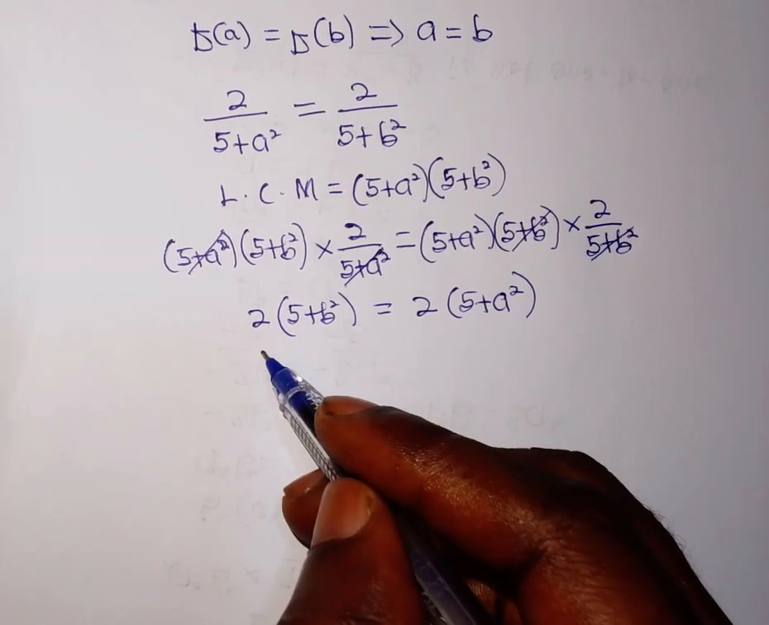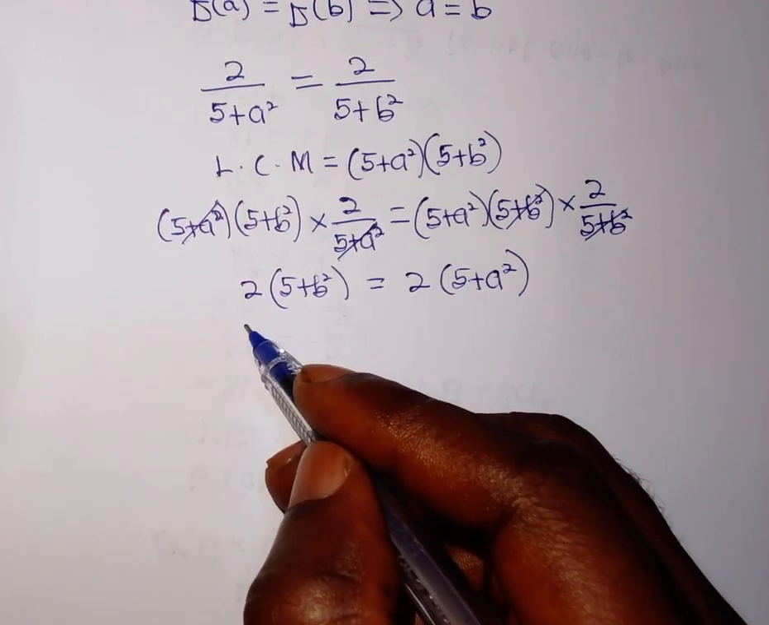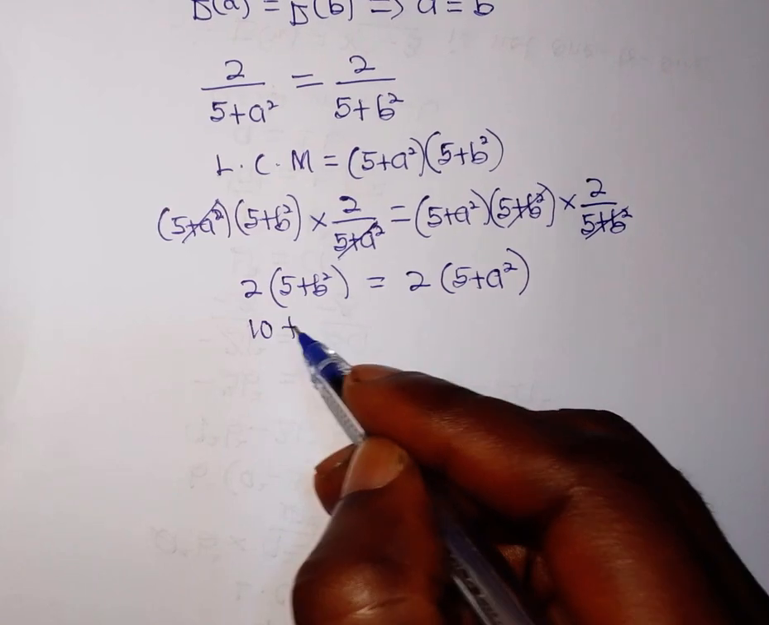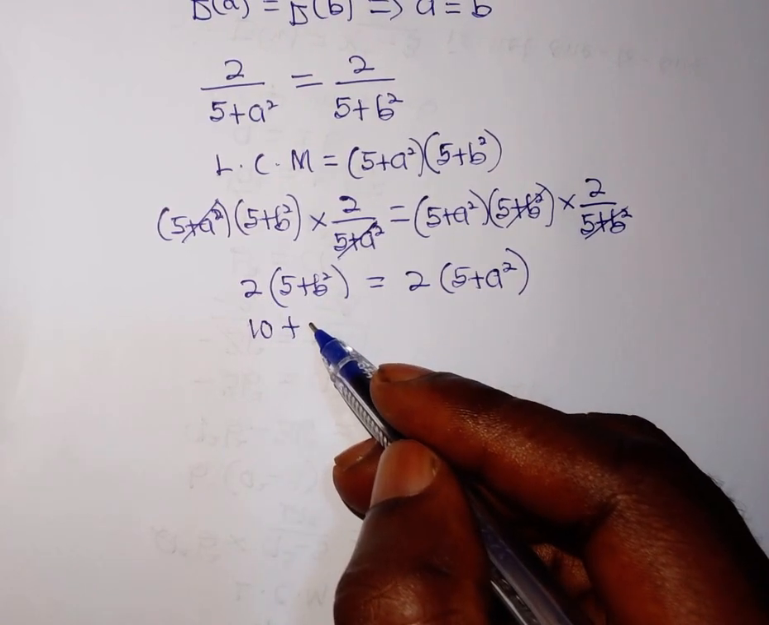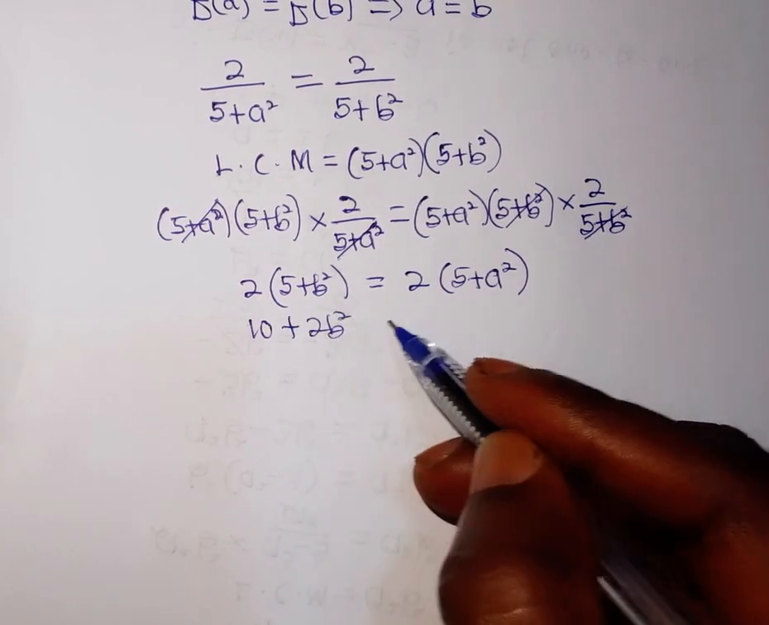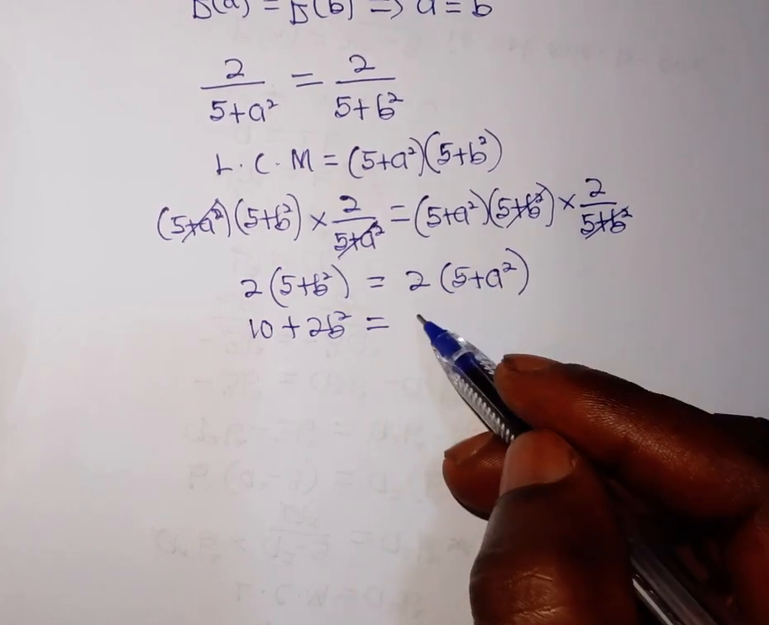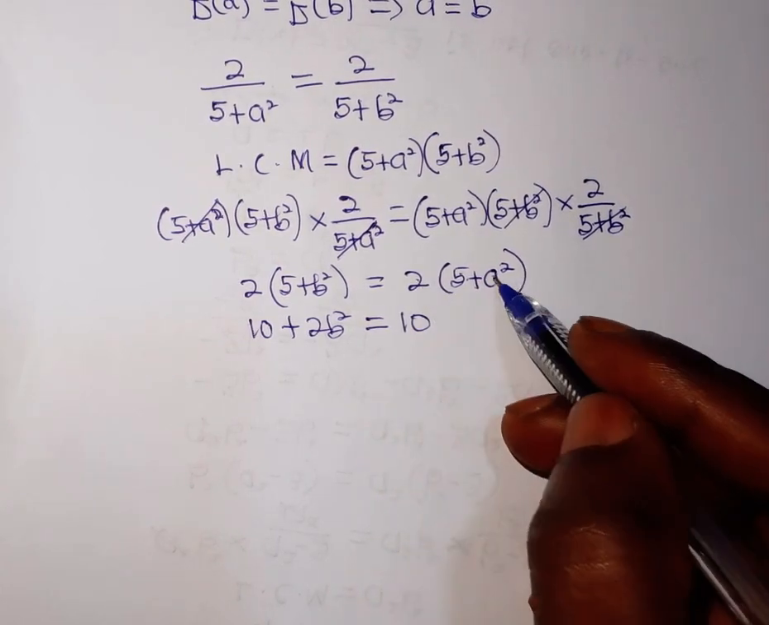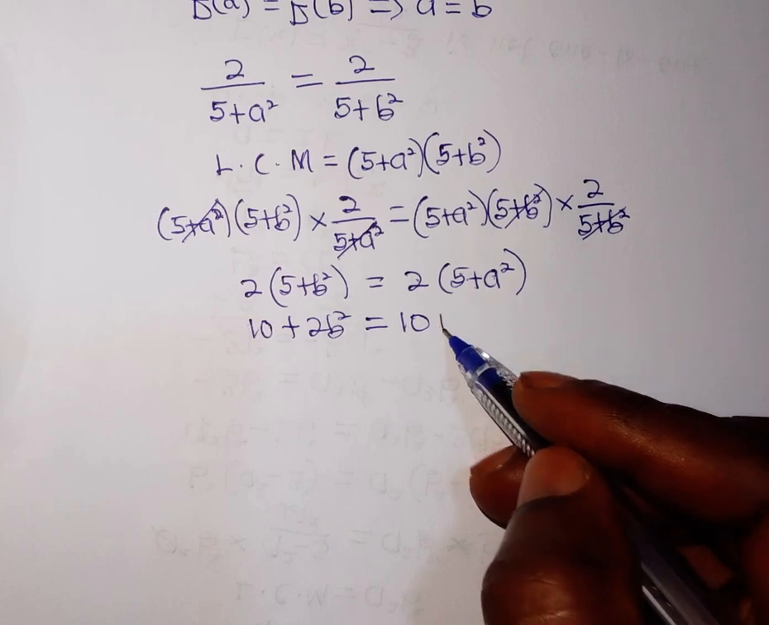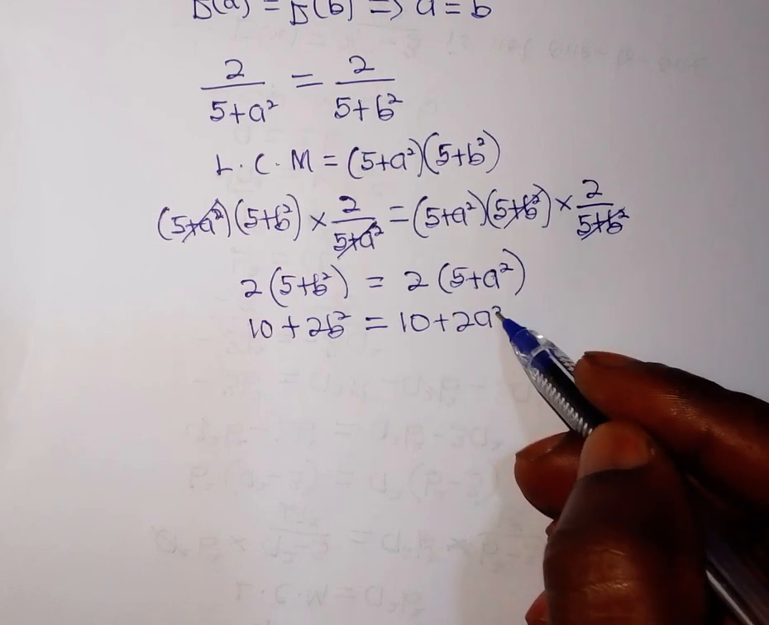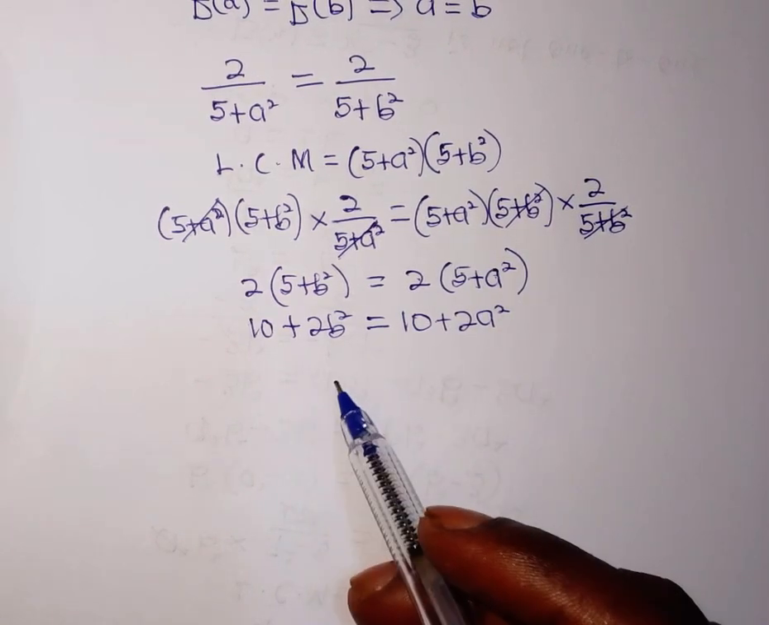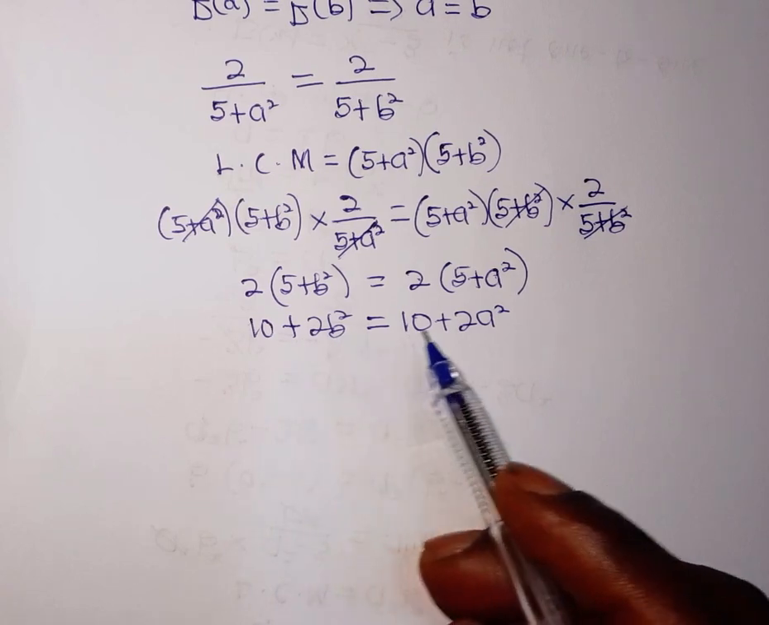2 times 5 gives me 10, plus 2 times b squared gives me 2b squared, which is equal to 2 times 5, which gives me 10, plus 2 times a squared, which gives me 2a squared. Here we come again, we can group like terms.